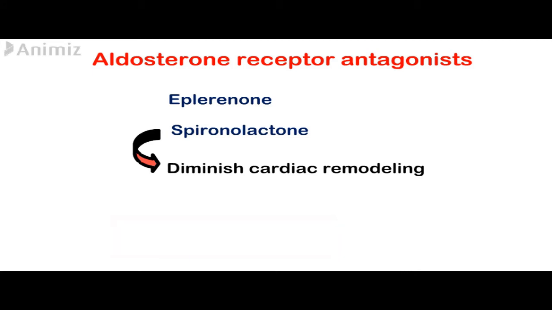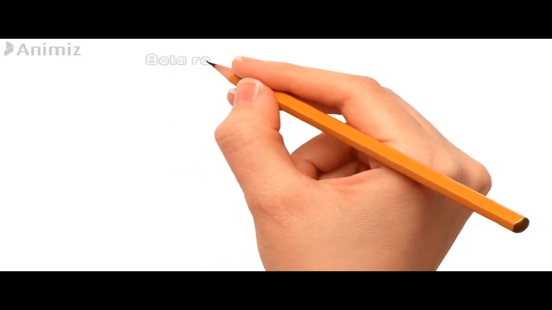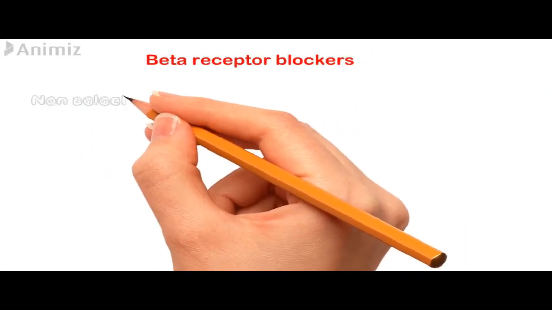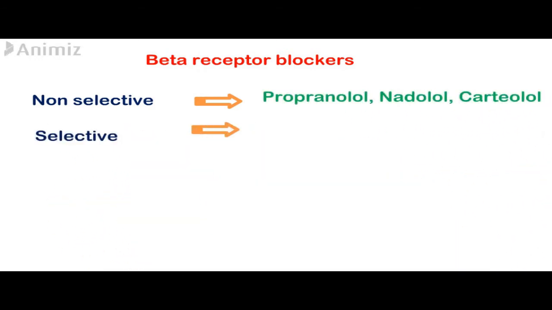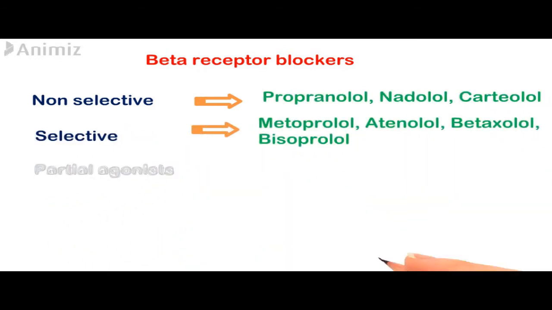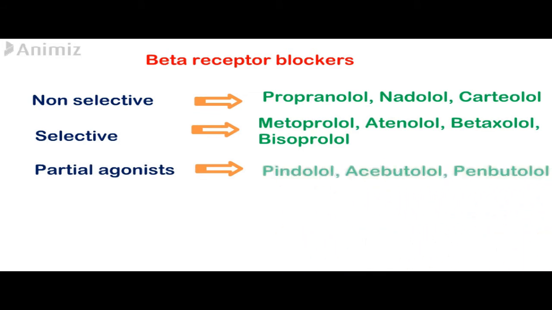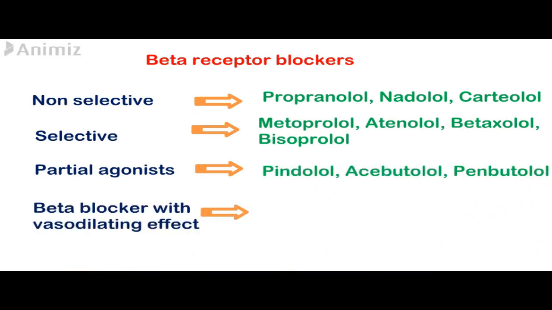If we skip to the beta receptor blockers, they are divided into four main groups. The first one is the non-selective beta blockers, which block both beta 1 receptor and beta 2 receptor. This group are propranolol, nadolol, and carteolol. Also, there are the selective beta blockers, which block especially beta 1 receptors, which are found in the heart. And these drugs are metoprolol, atenolol, betaxolol, and bisoprolol.